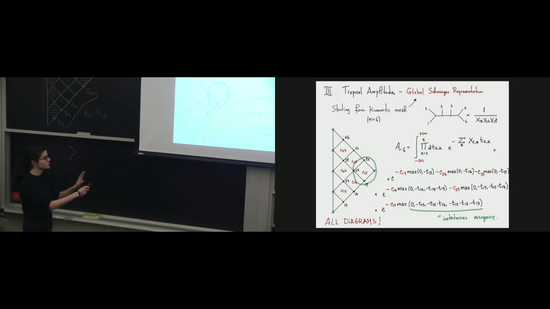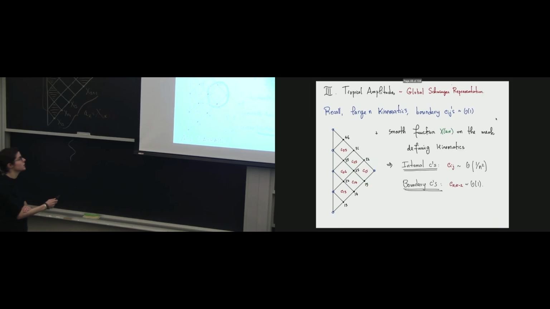Anyway, this is the representation of the amplitude that I will be dealing with, but in particular it will be even simpler than this, precisely because, as I mentioned before, if we assume these smooth kinematics, then we know that the internal C's are of order 1 over n squared, while the boundary ones are still of order 1.